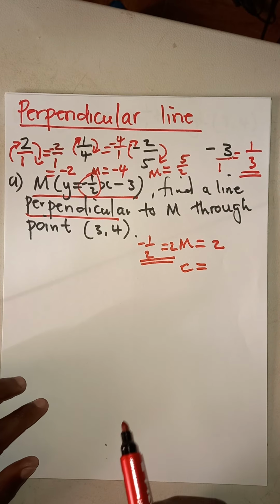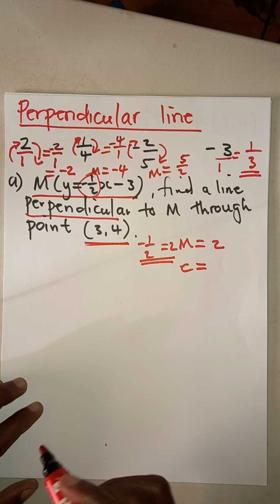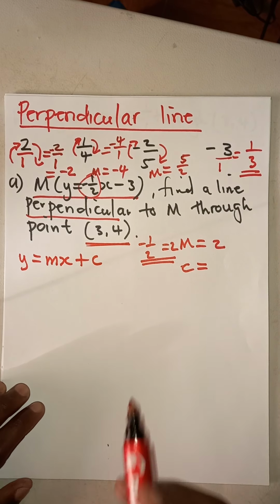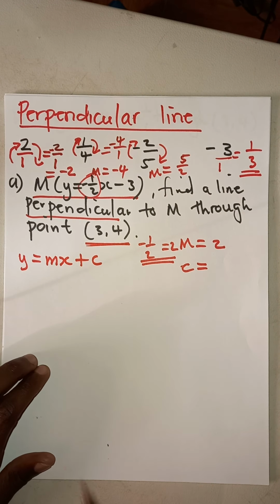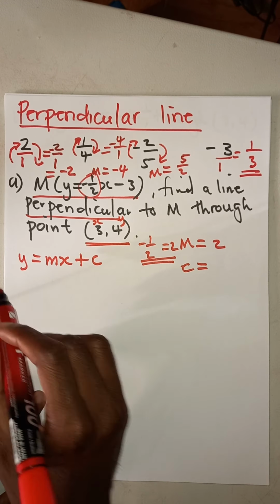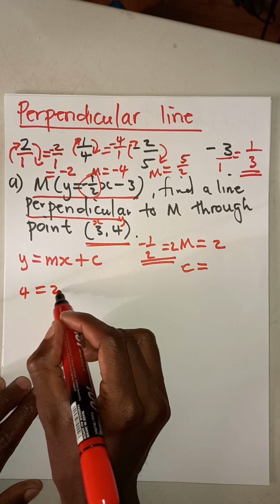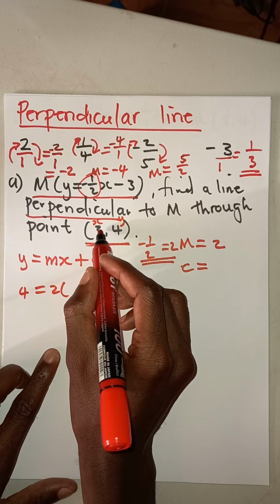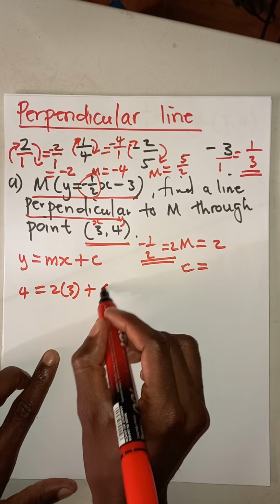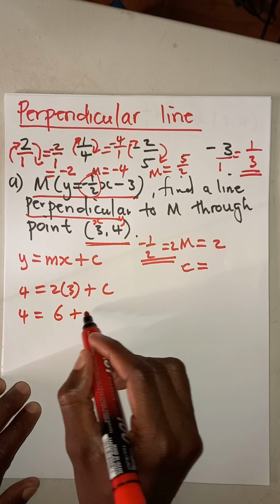Now how do we get the y-intercept? We use this coordinate where the line will pass through. And remember, we start with y equals mx plus c. And then we remember that we substitute the given information. So remember, this is x, this is y. So y is 4 equals m, the gradient that we got, that is 2, and 3, we put it at the place of x, so 3, plus c. So 4 equals 2 times 3, it gives us 6 plus c.